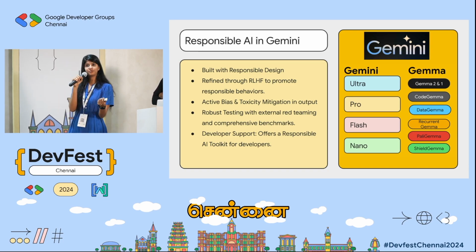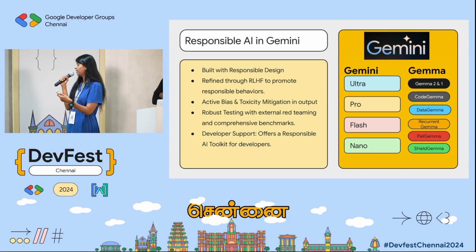And even here you have multiple variants like Code Gemma, Data Gemma, Pali Gemma for vision language model, and you also have Shield Gemma for responsible AI.